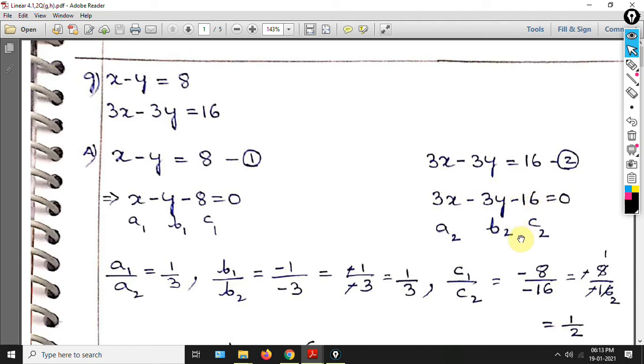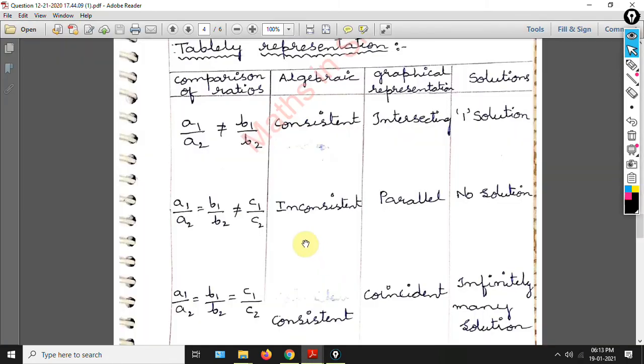So first of all, he is asking us to check whether the given equations are consistent or inconsistent. So we have to see in which condition it falls. Here we have three conditions. If a1 by a2 is not equal to b1 by b2, then it is consistent. If a1 by a2 equal to b1 by b2 is not equal to c1 by c2, we call them inconsistent. If a1 by a2 equal to b1 by b2 equal to c1 by c2, we say that they are consistent. And graphically, how will they come? Coincident. If it satisfies the inconsistent condition, graphically the lines will be parallel. And for the first condition, the graphical representation is that they will be intersecting.